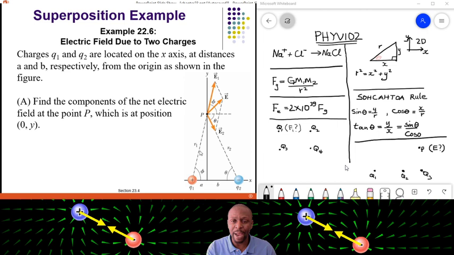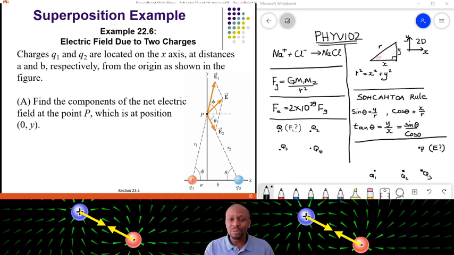Now, in order for you to be able to calculate the electric field due to Q1, you need to know this distance R1. If you know that this distance from there to there is y, you can just use the theorem of Pythagoras to get that distance R1. You'll also do the same to get R2. Note that R2 is just going to be that and that.